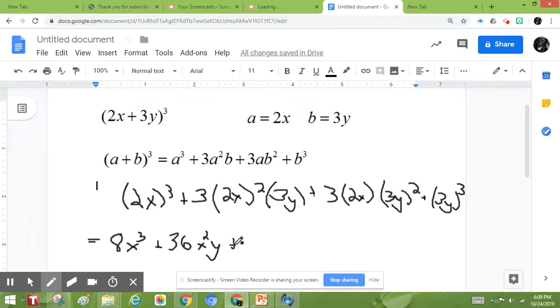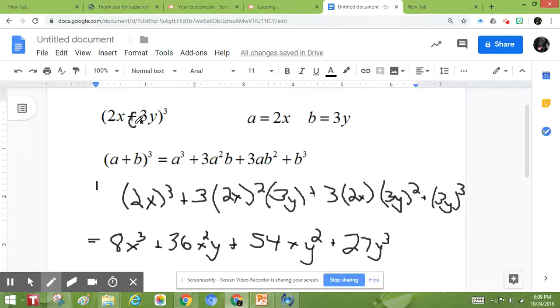Plus, well, let's see. Here now I have to, again, do my PEMDAS rules first. So I have to go 3 squared, which is 9. 3 times 2 is 6. So 9 times 6 is 54. This would be x, and this would be y squared. Plus, well, 3 to the third is 27, y to the third. And there you go.